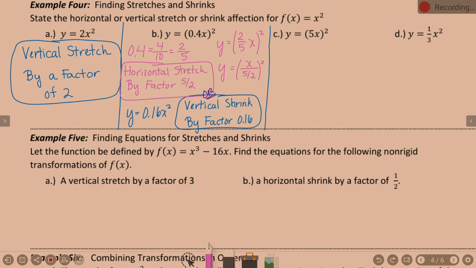Okay, guys. Sorry for the delay. We're starting notes now. Example C is where your class left off on Friday.